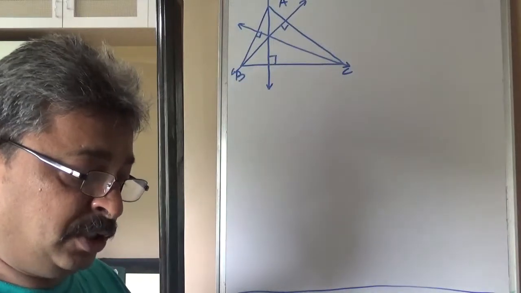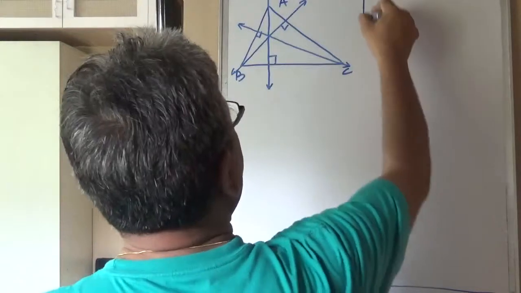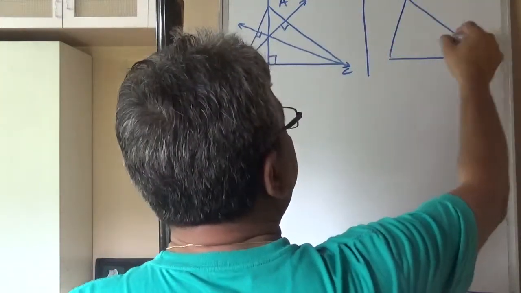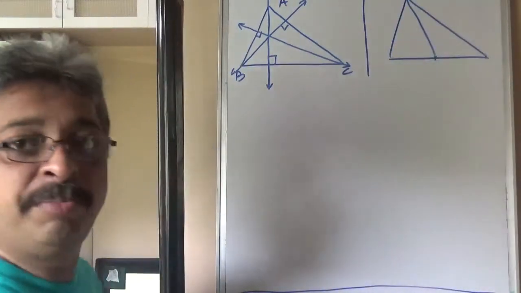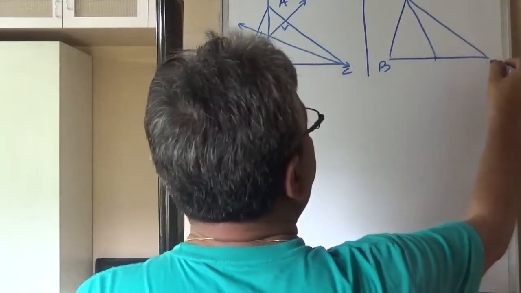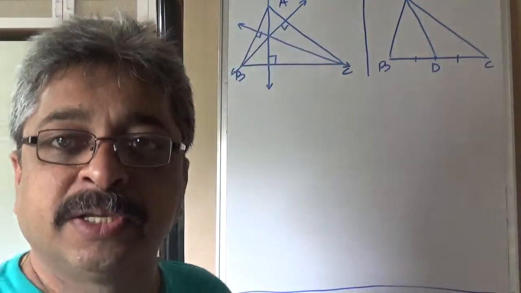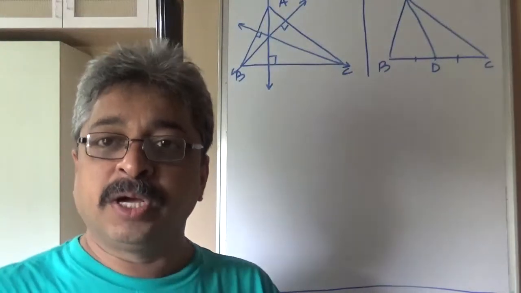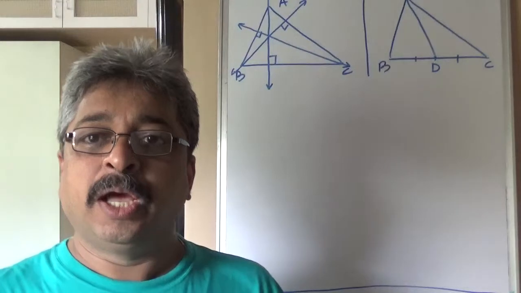In the lecture notes it is also mentioned what we mean by median. So this is the definition of altitude, and this is the definition of median. In any triangle, if you join a vertex with the midpoint of the opposite side, then it is called a median. ABC is a triangle, and suppose D is the midpoint of BC, then AD is a median.